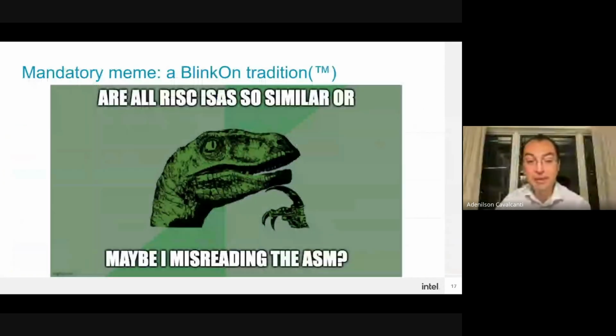So, mandatory mean used to be a traditional BlinkOn. Basically, RISC ISAs are going to be similar, and that is kind of expected.